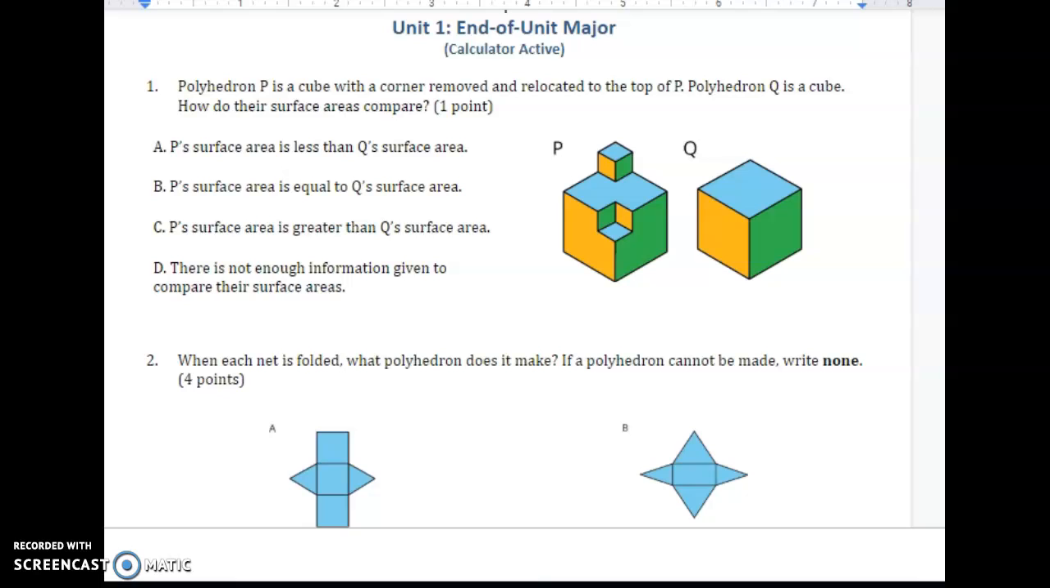A. P's surface area is less than Q's surface area. B. P's surface area is equal to Q's surface area. C. P's surface area is greater than Q's surface area. D. There is not enough information given to compare their surface areas.